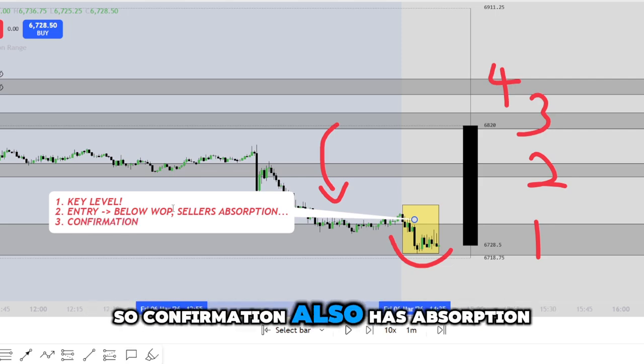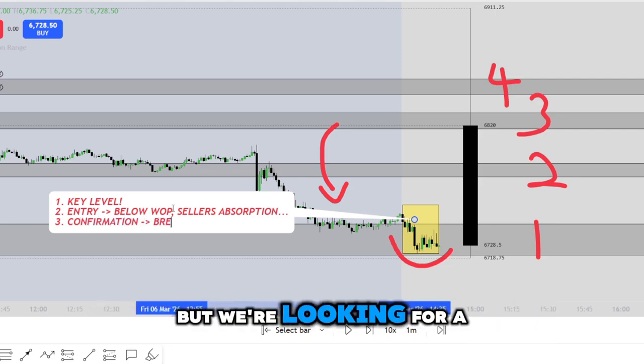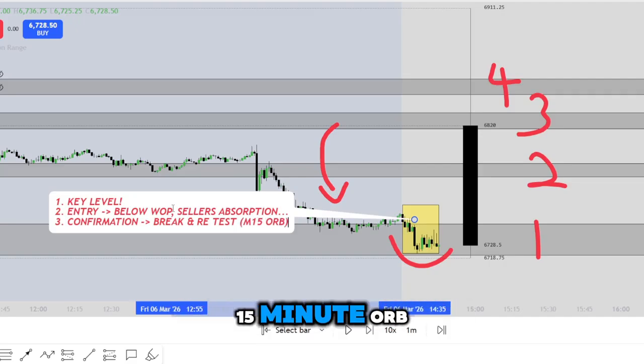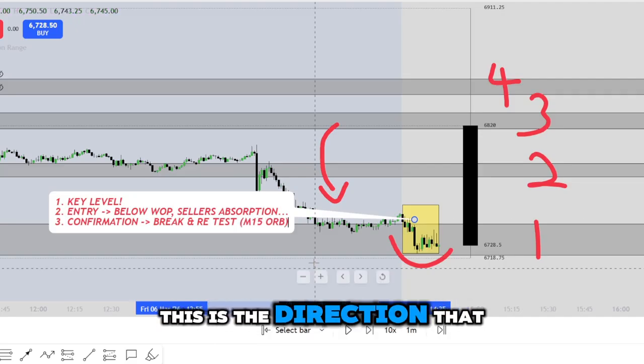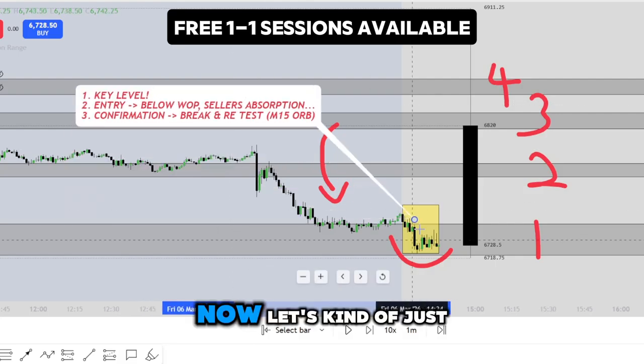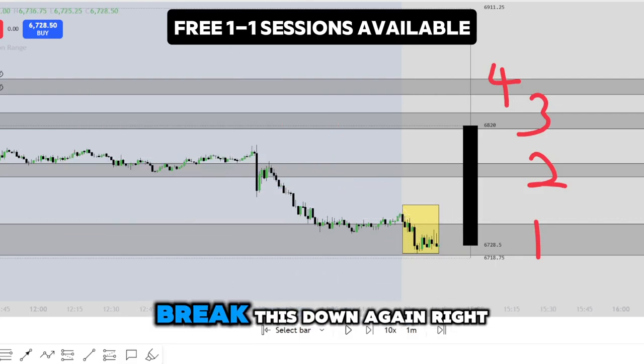Confirmation also has absorption, but we're looking for a break and retest with, as some people call it, the 15-minute breakout or the 15-minute ORB. This is the direction that we're going in. Now, let's break this down again, right?